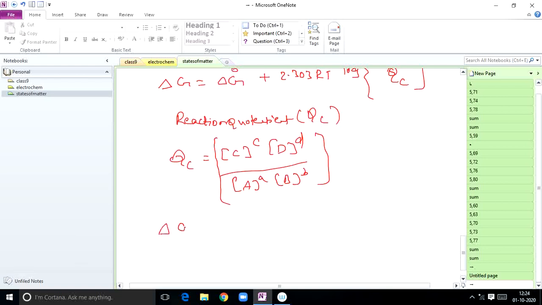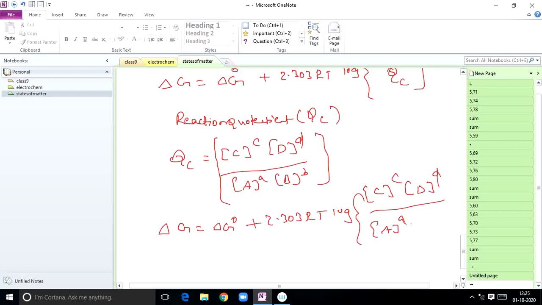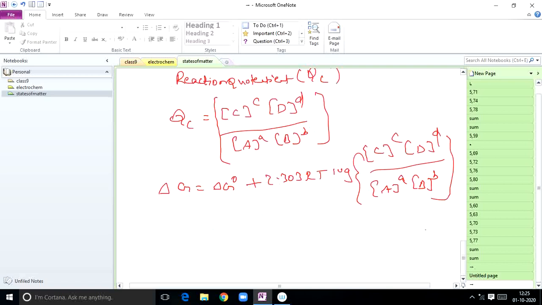So substitute in that, delta G is equal to delta G naught plus 2.303 RT into log of concentration of C whole power c, concentration of D whole power d by concentration of A whole power a into concentration of B whole power b. So that is the expression. Okay students. Now delta G represents the Gibbs free energy change of the reaction.